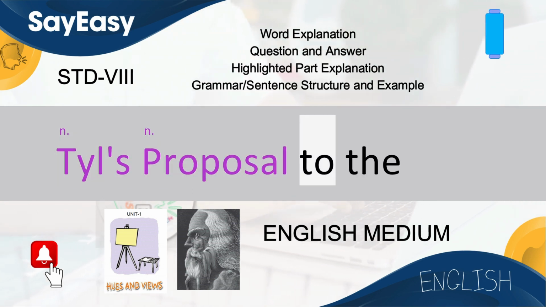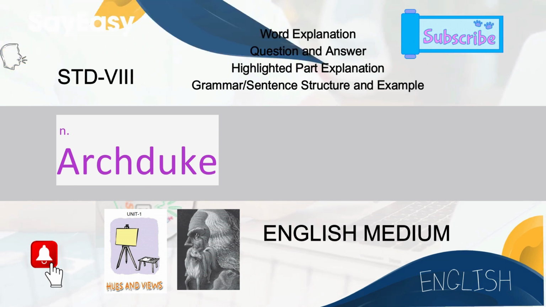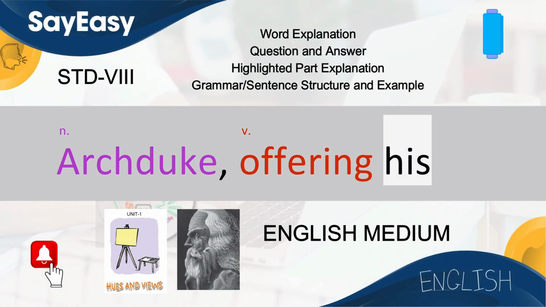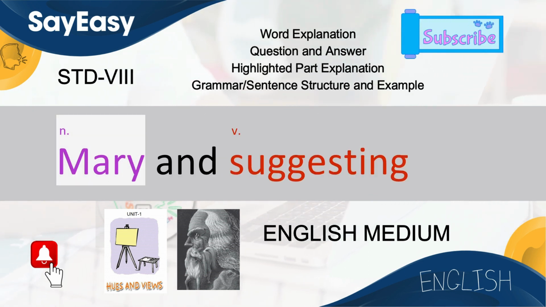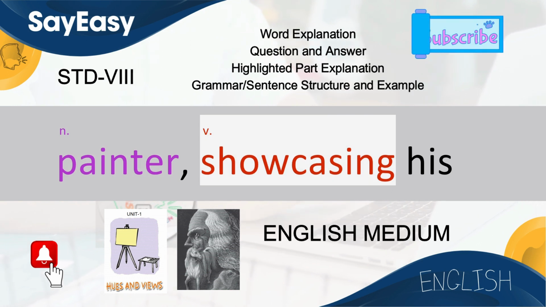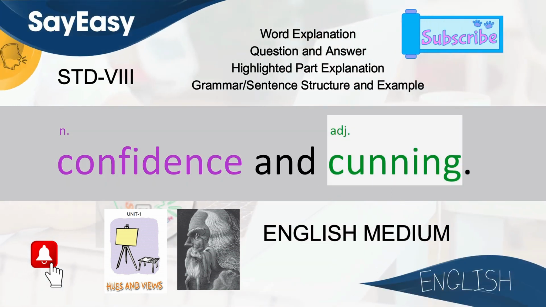Tyval's proposal to the Archduke. Tyval's bold proposal to the Archduke, offering his painting of the Virgin Mary and suggesting himself as the court painter, showcasing his confidence and cunning.